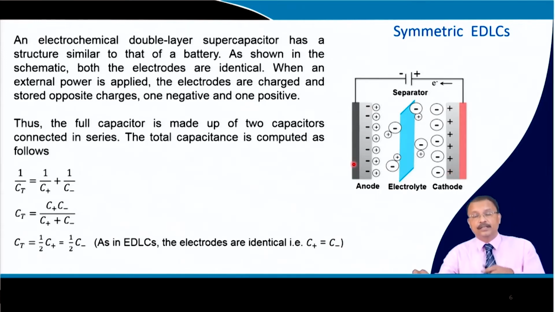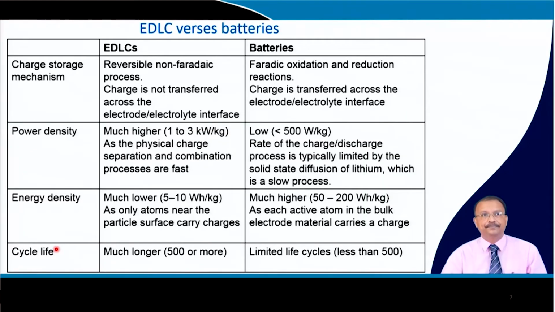You know that when you connect capacitors in series, the total capacitance you can write using this formula, and you can evaluate it from this particular formula. And if two same type of materials are used, then C plus and C minus are similar. So, the total capacitance is basically decided by either the positive or negative capacitance. So, you are losing capacitance if you have a symmetric kind of capacitor, EDLC type.